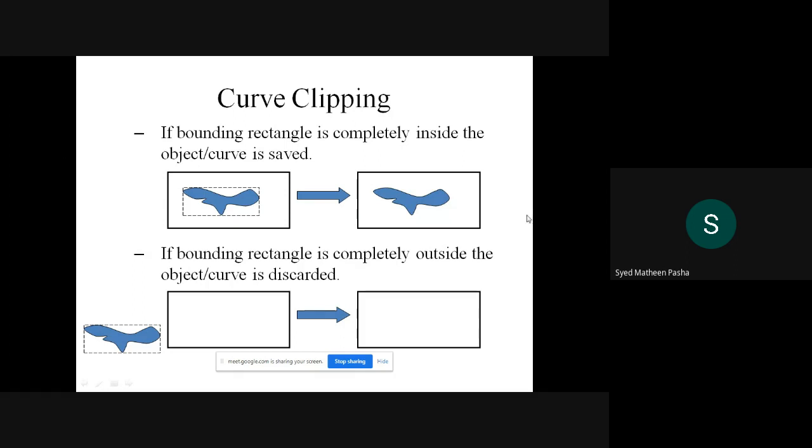Check out here for an example. Check out the second example. This is the window, but the curve which is being displayed is totally outside the particular boundary. The empty boundary is only displayed with respect to that particular object. So this is one of the disadvantages. In the first case, if the bounding rectangle is completely inside the object or curve, it is saved. So this is one of the advantages as well as disadvantages.